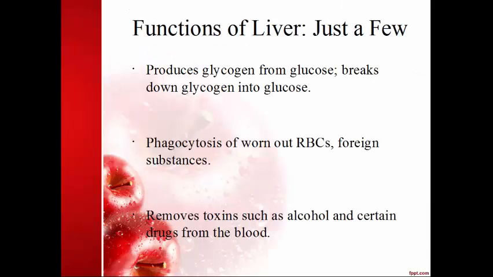Now we'll talk about some functions of the liver. It'd be very difficult to name all the functions of the liver because it does so many things. Here are just a few that we'll go over. It will produce glycogen from glucose. Whenever you eat food, glucose, remember, is a sugar. So some of that glucose is stored away for later use in a form called glycogen. So the liver will turn that glucose into that stored form of glycogen and can also break down that glycogen back into glucose to be used. It will help phagocytize the worn out red blood cells and any other foreign substances. And of course it will remove toxins from the blood such as alcohol and drugs.